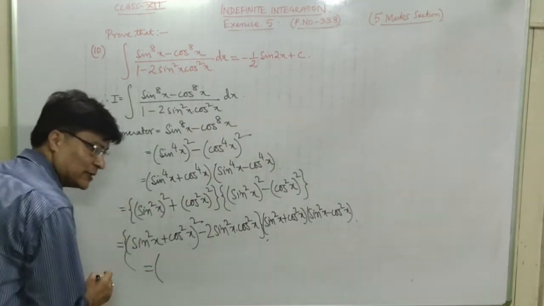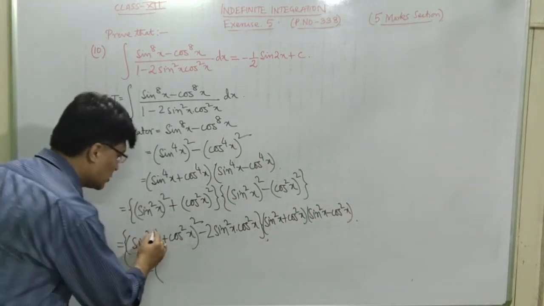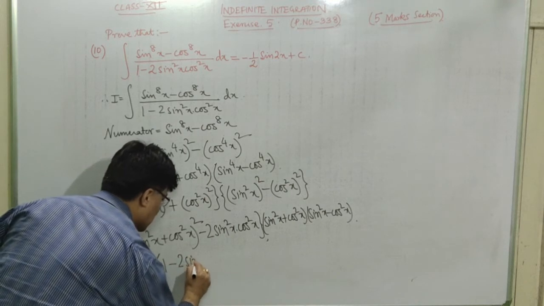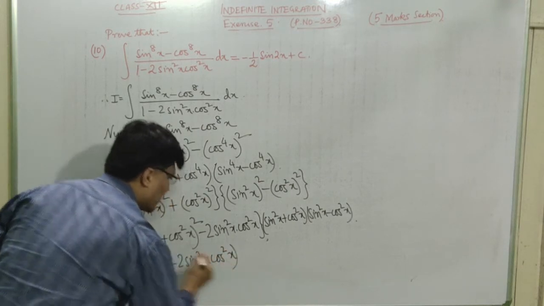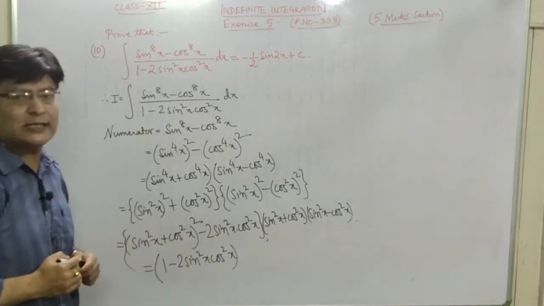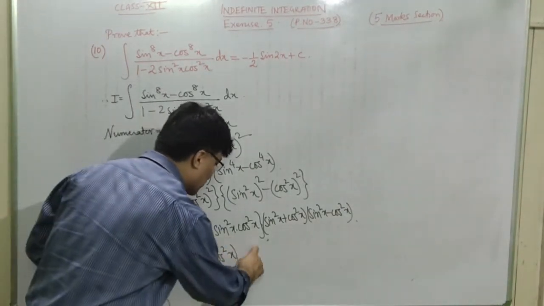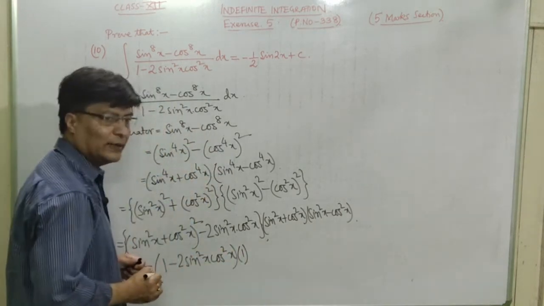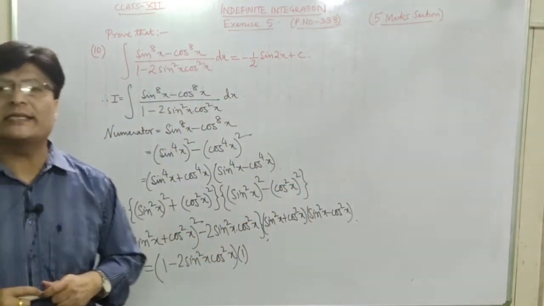So within bracket, what is sine square x plus cos square x? 1. So 1 whole square is always 1 minus 2 sine square x cos square x, bracket closed, and this is also 1, isn't it? That is sine square x plus cos square x is always 1. So you don't have to write 1 here, or you may write it. Let us write here 1. Okay. Now in this case, sine square x minus cos square x is there.